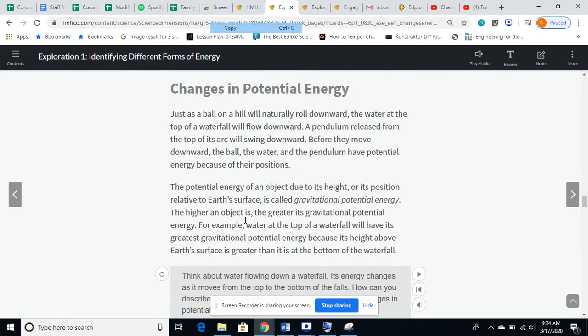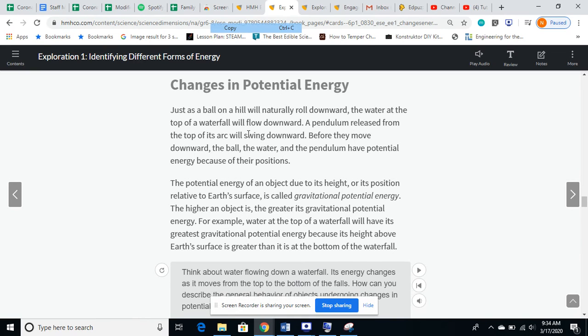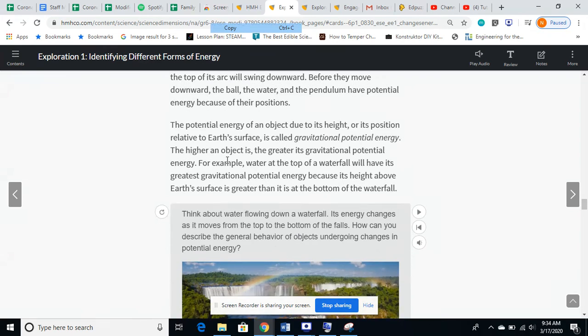Just as a ball on a hill will naturally roll downward, the water at the top of a waterfall will flow downward. A pendulum released from the top of its arc will swing downward. Before they move downward, the ball, the water, and the pendulum have potential energy because of their positions.